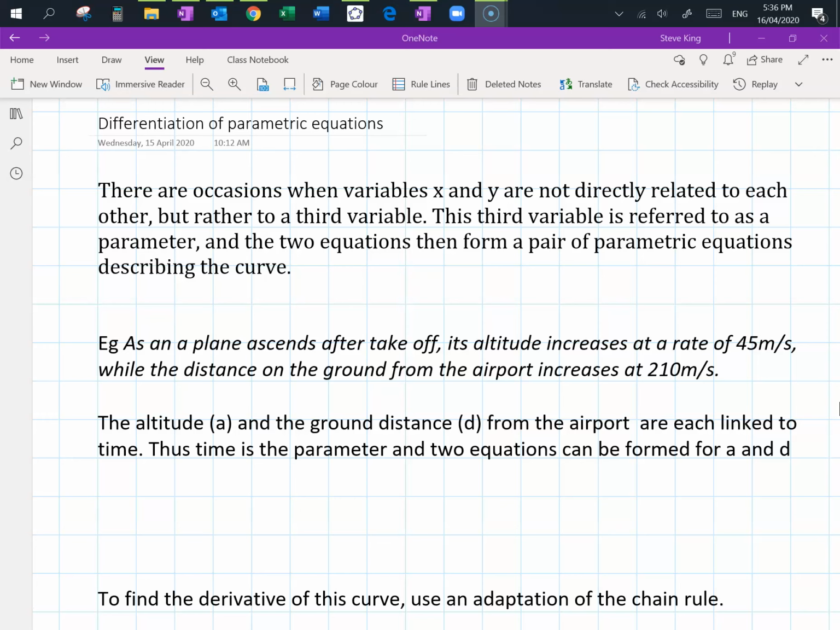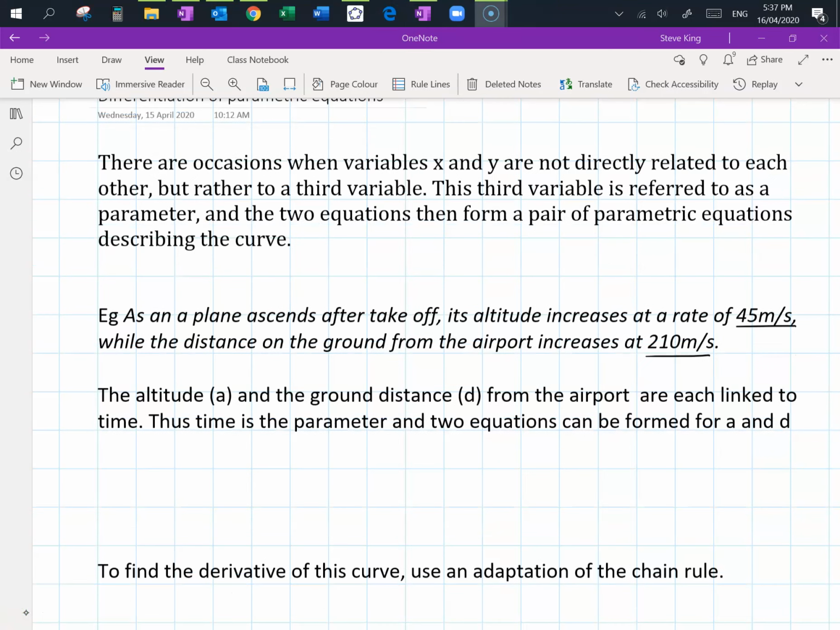So an example of this might be something like this. As a plane ascends after takeoff, its altitude increases at a rate of 45 meters per second, while the distance on the ground from the airport increases at 210 meters per second. So I've got two variables here. I've got the altitude and the ground distance from the airport. And each of those variables are linked to time, as seen by this 45 meters per second or 210 meters per second. And so I could write an equation for each of those.